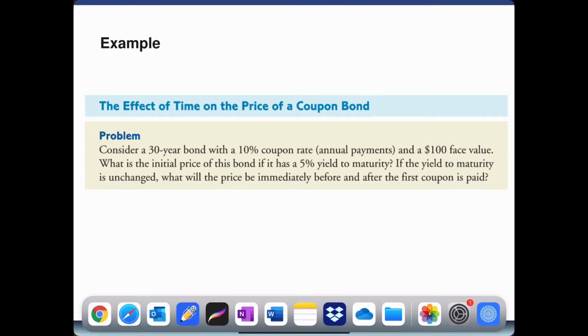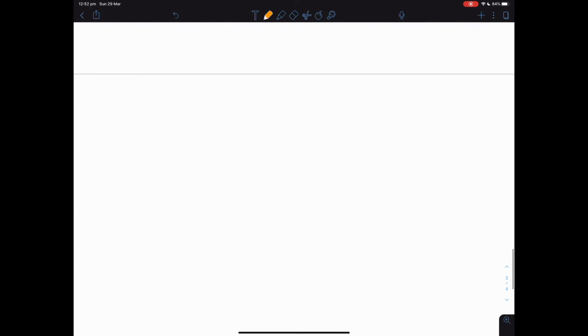All right. So let's draw a timeline. Here we have a 30-year bond with annual payment. Initially we'll pay a bond price. At the end, we'll receive face value plus coupon payment.